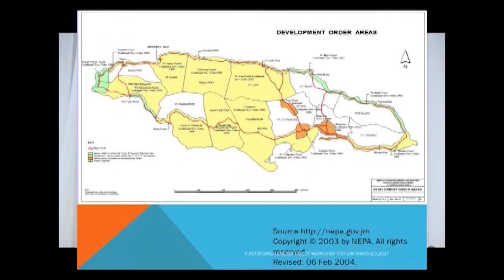So it would seem to me that a lot of persons don't know of the legality of development orders and their importance. Of course, this map is compliments of NEPA, and I'm careful to say they have a copyright on it, and there are development orders which have been developed for various parishes. And a number of them are quite old, a number of them are under review.